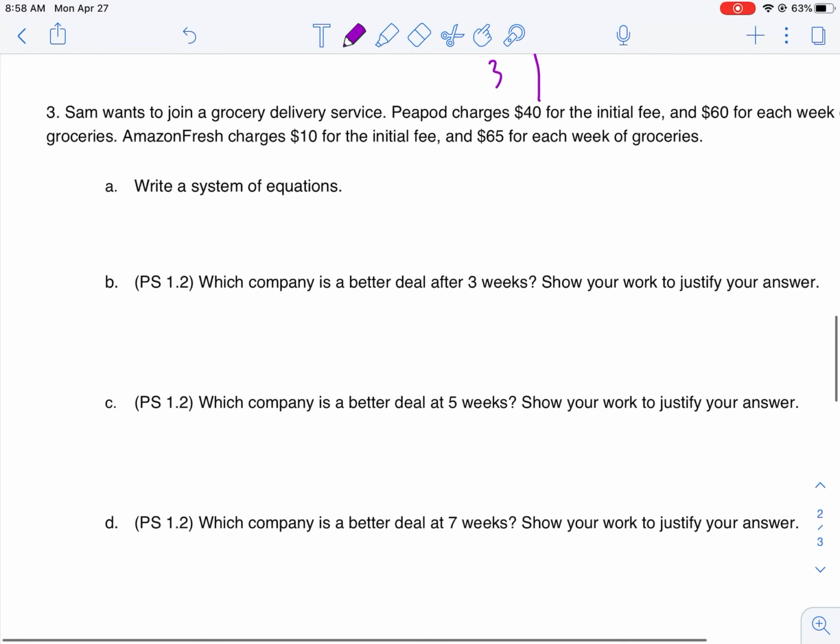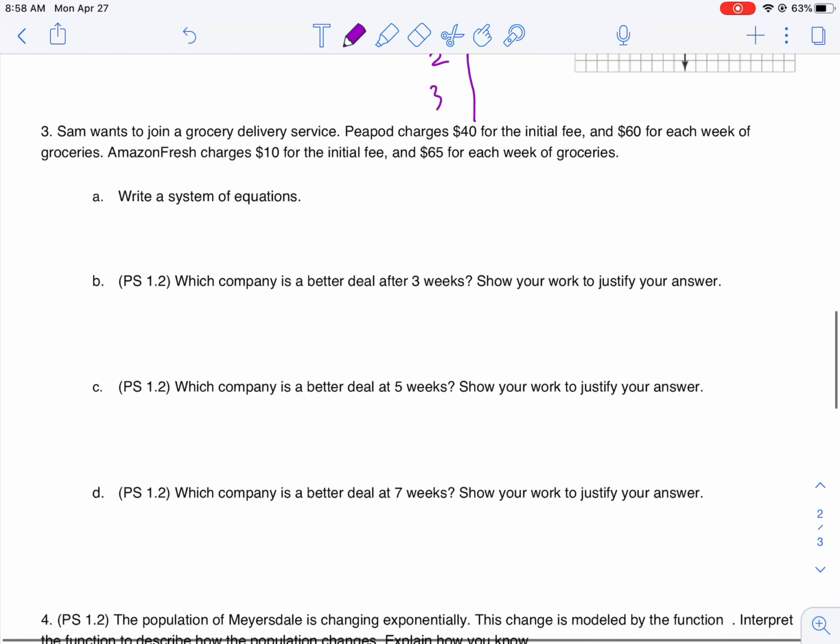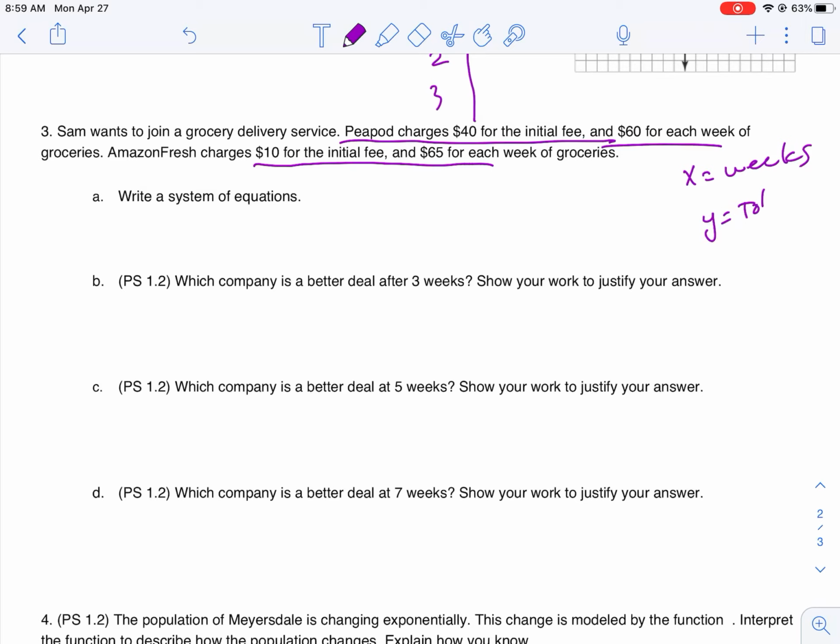When we come down here, now we're writing the system of equations where we have two equations. So we have the Peapod, okay? And then that is a $40 initial fee, and then $60 each week. And then we have Amazon Fresh, which is $10 initial fee and $65 each week. So let's define our variables. So X will be the weeks, and Y will be the total cost.